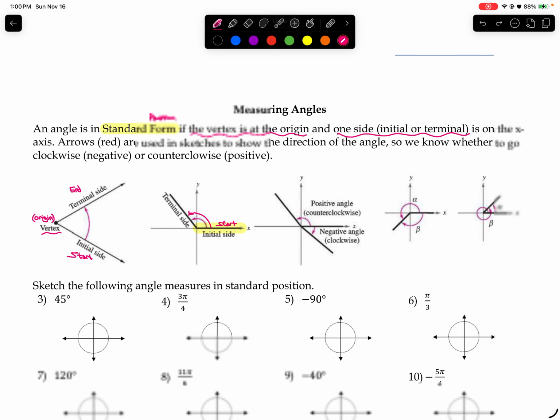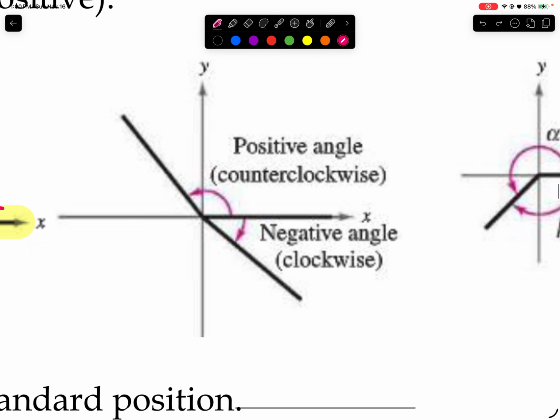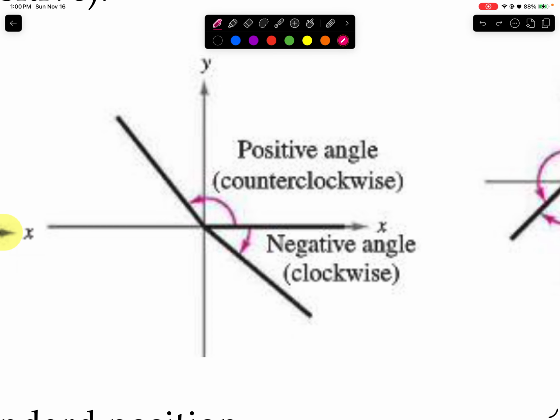So knowing that, now we're going to look at what we call positive and negative angles. So if we have a positive angle, we're going to be rotating counterclockwise. So we're going to go up to the left.